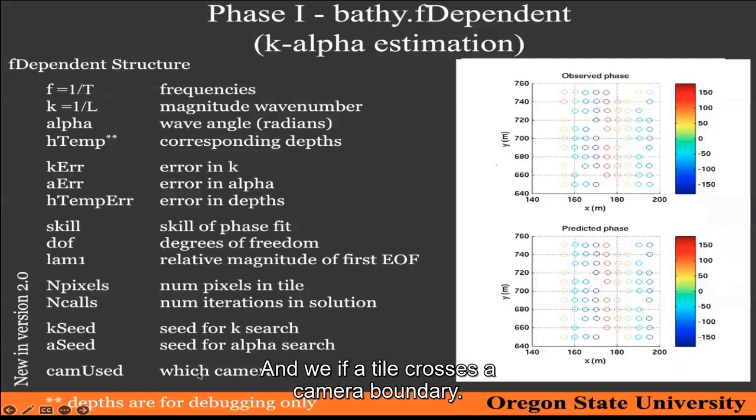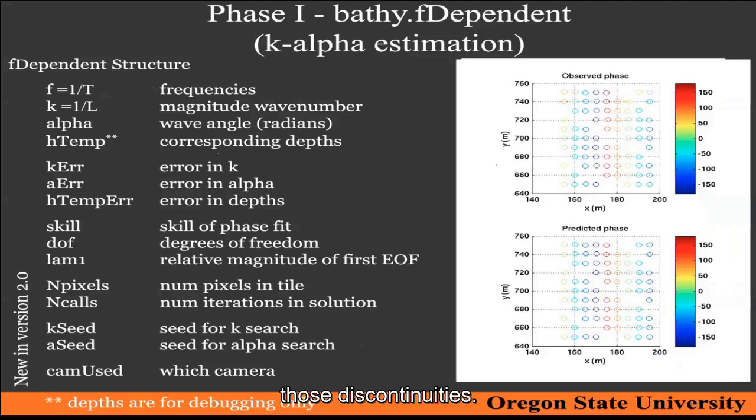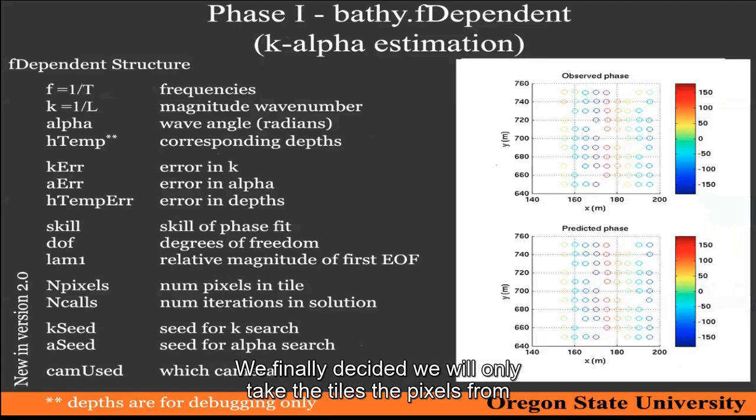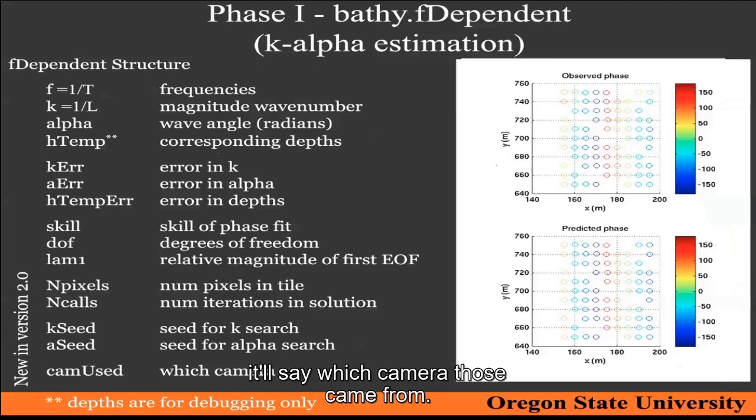And if a tile crosses a camera boundary, this is only important in multi-camera stations, it can have those discontinuities. And so we tried to figure our way around that. We finally decided we will only take the tiles, the pixels from the dominant camera, the one that has the most pixels. And so it'll say which camera those came from.